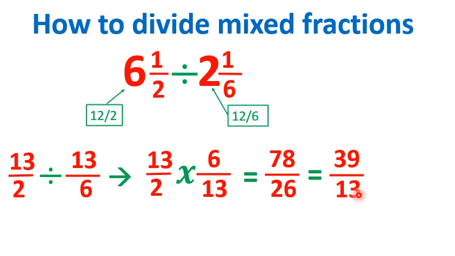Now is there another number that's divisible into the numerator and the denominator? Well, 13 is. 13 goes into 39 3 times, and 13 goes into 13 once. So I can simplify this into 3/1, which is just 3. So the answer is 3.